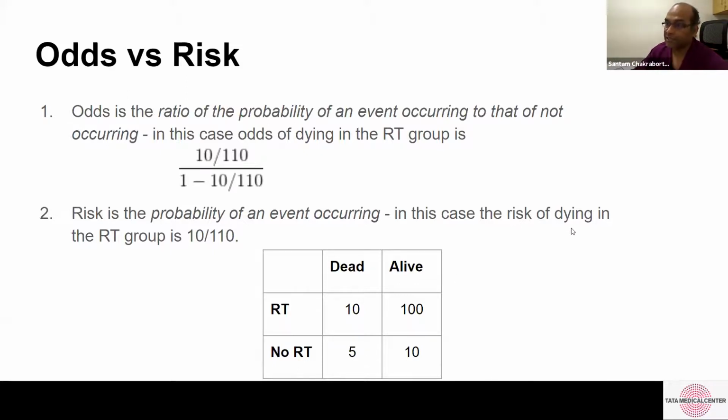Risk is the probability of the event occurring. So risk is the risk of dying in the group, which is basically 10 divided by 110. Now where does 110 come from? 10 plus 100. So it is very important to understand that odds is basically a ratio of a ratio. It is not a simple ratio.